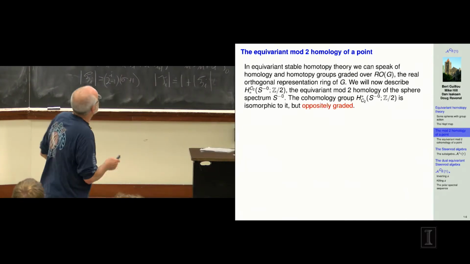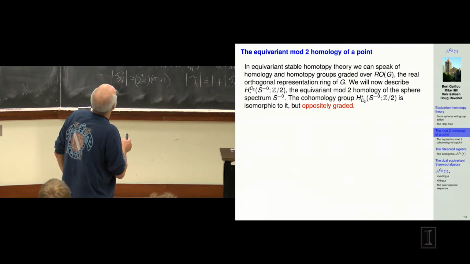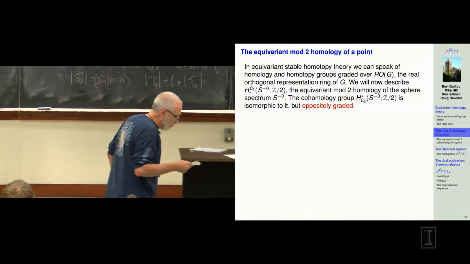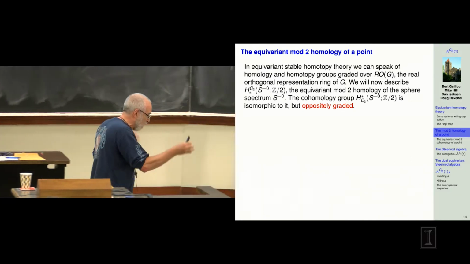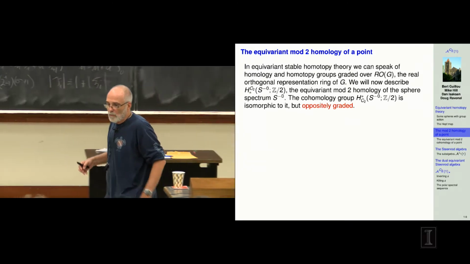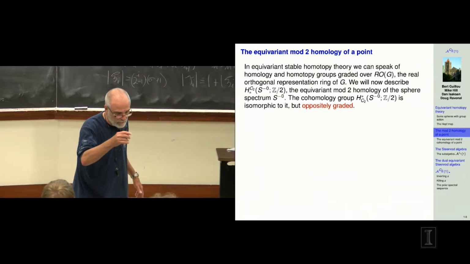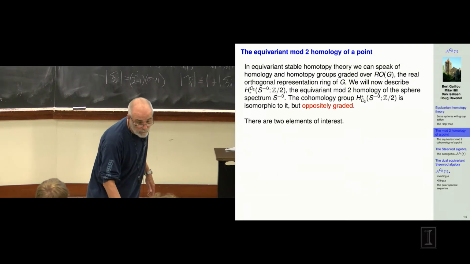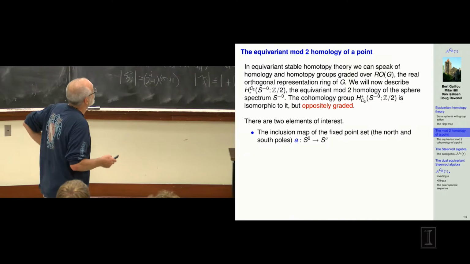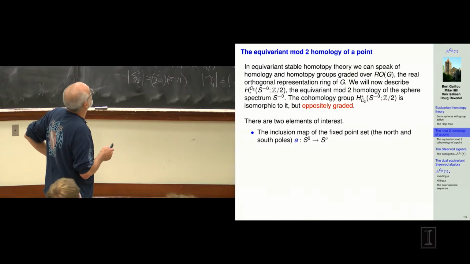Okay, so we can talk about the homology of a point. This was supposed to be a star, which indicates RO(G) grading. Or we could talk about the cohomology of a point, and they are the same, except they're oppositely graded. The grading in cohomology is the negative of the grading in homology. Now, there are 2 elements of interest in describing this thing.